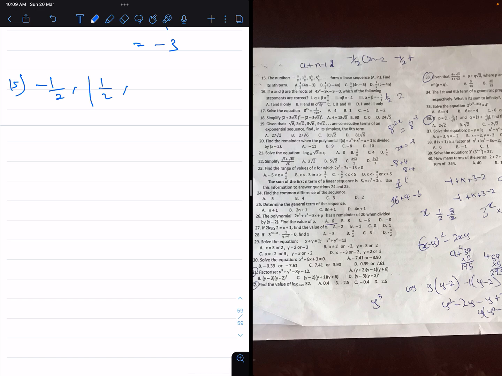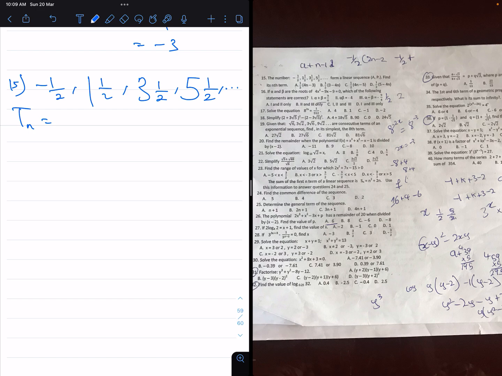1.5, 3.5, 5.5, and so on. So these five dots form a linear sequence. Find the nth term. What's the formula for the nth term of a linear sequence?